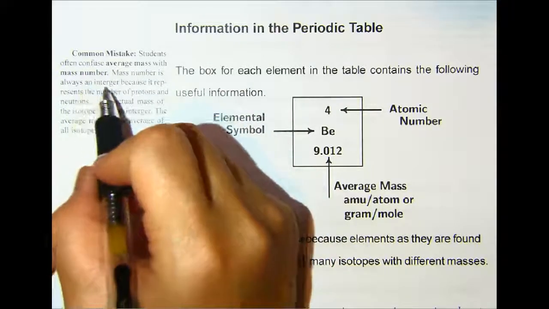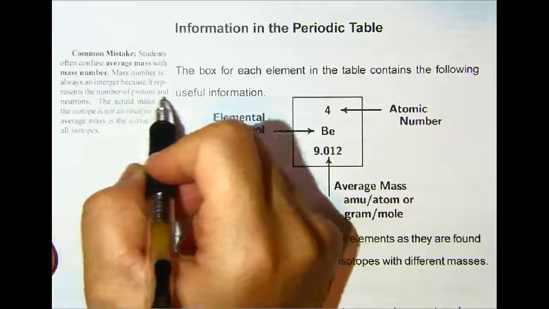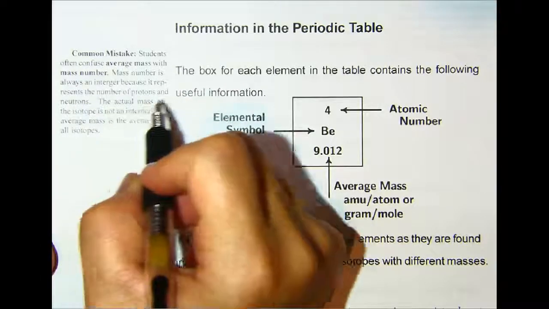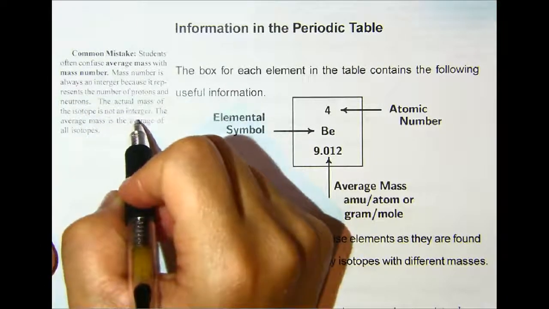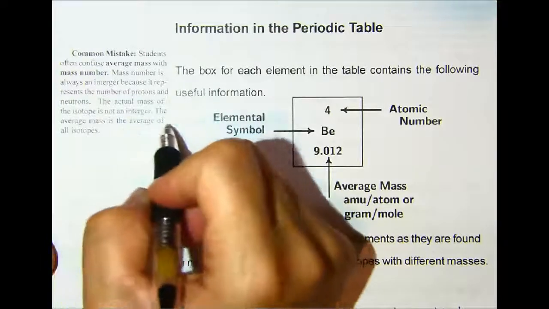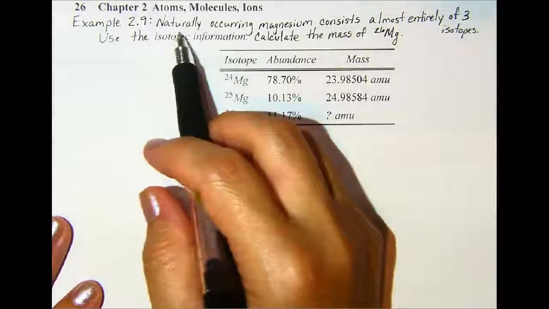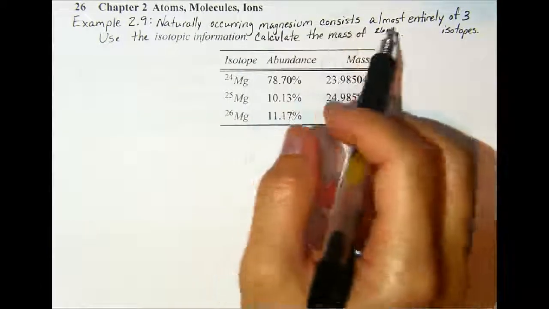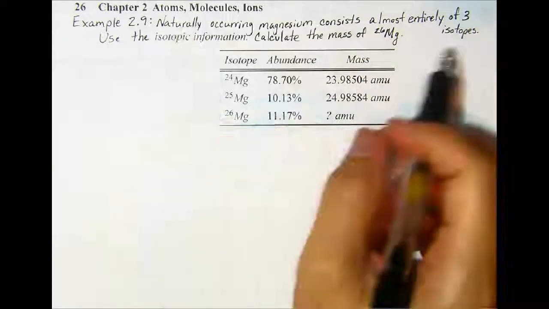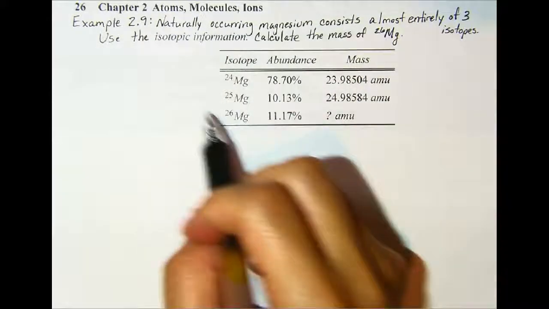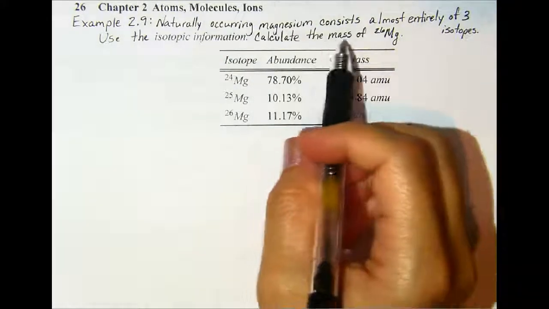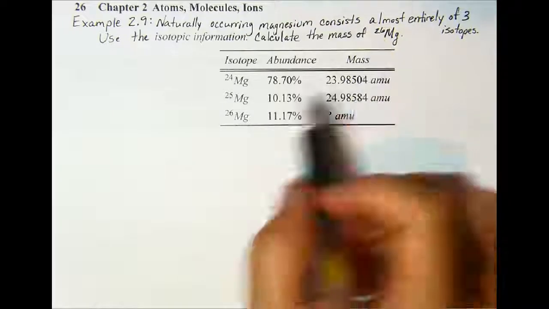Mass number is always an integer because it represents the number of protons and neutrons. The actual mass of the isotope is not an integer. The average mass is the average of all isotopes. Example 2.9. Naturally occurring magnesium consists almost entirely of 3 isotopes. Use the isotopic information provided in this chart and calculate the mass of magnesium-26, which is this one.